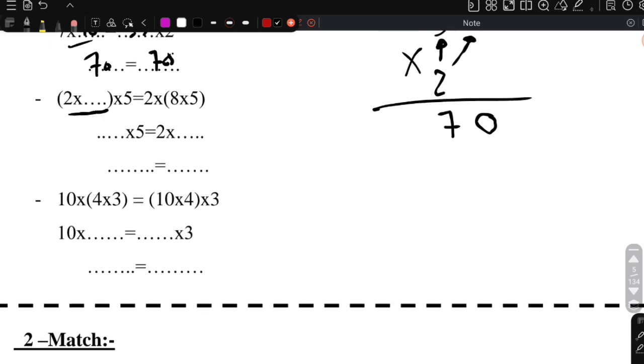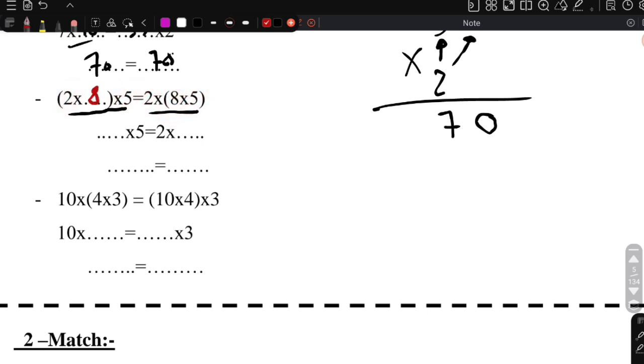2 times missing times 5, and 2 times 8 times 5. There is a missing number here. I have 2 here and 2 here, and I have 5 here and 5 here, so what is left with me? 8. So the missing is 8.